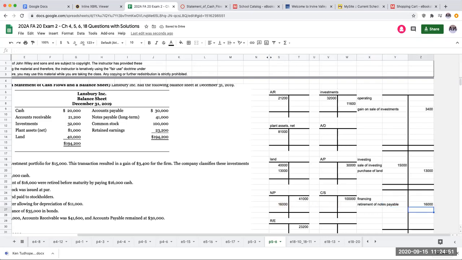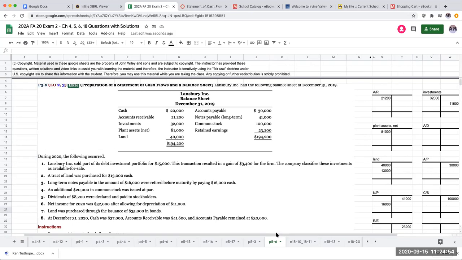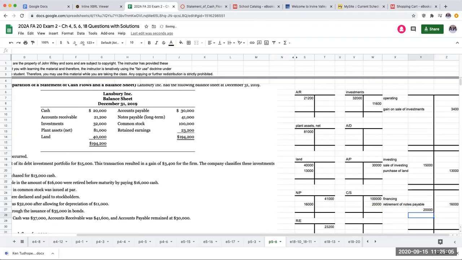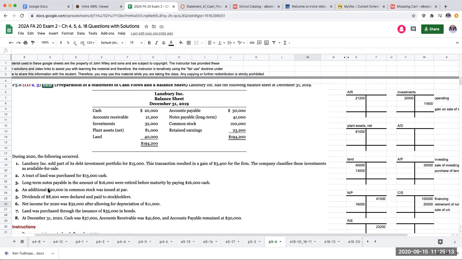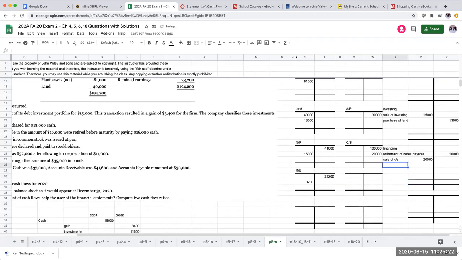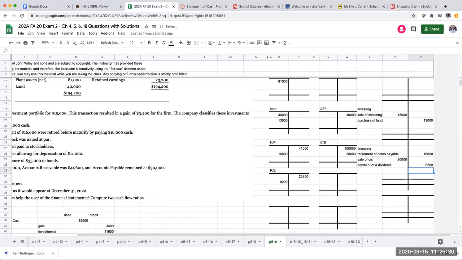Okay. The next one: an additional $20,000 in common stock was issued at par. So I'm going to go ahead and debit common stock, a sale of common stock, $20,000. Dividends of $8,200 were declared and paid to stockholders. So this is $8,200 as a debit to retained earnings. So, payment of a dividend, $8,200.